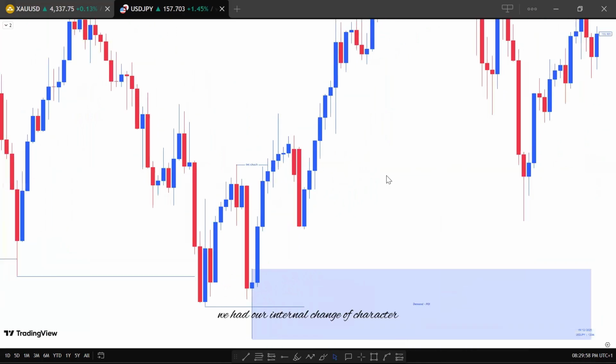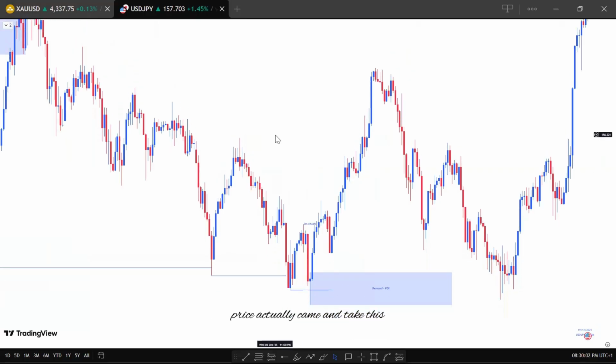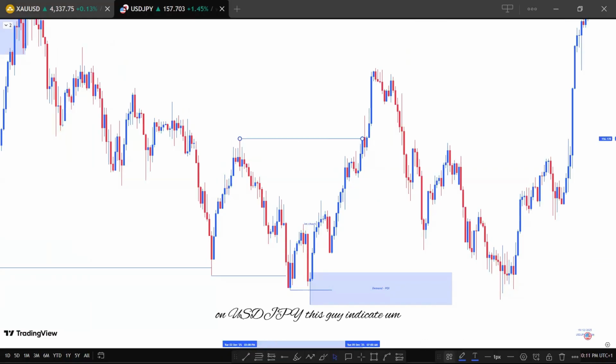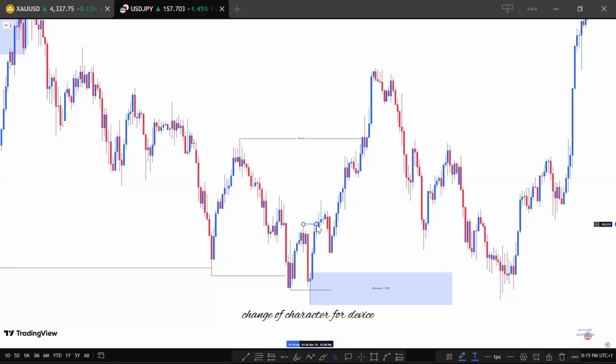We had our internal change of character around this region. Then, as you guys could see, price actually came and took this main high, which indicates that we are very much bullish on USD JPY. This guy indicates the main change of character for the buys.